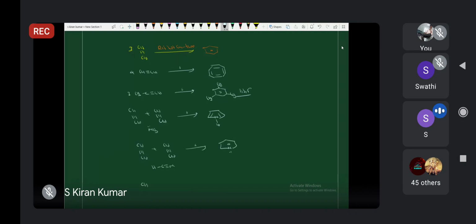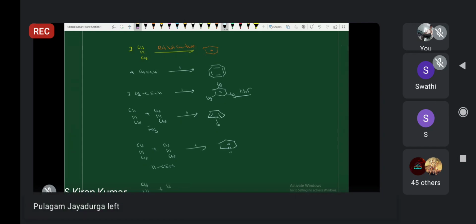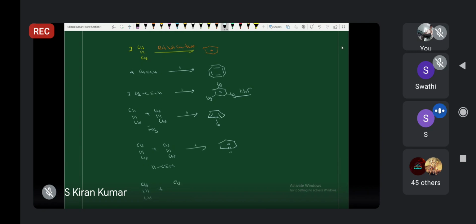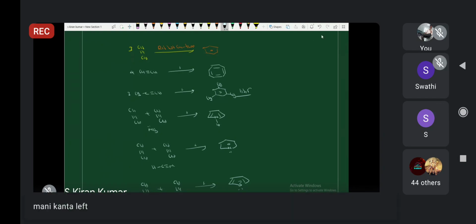2 moles of acetylene plus H2S. Redox property. So these are the polymerization reactions of alkynes. Polymerization reactions are over.